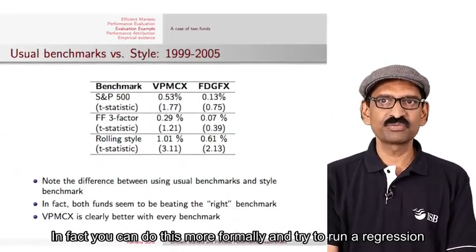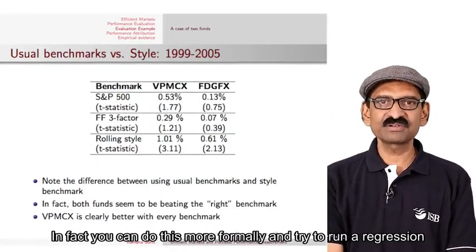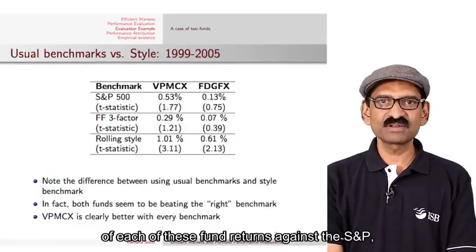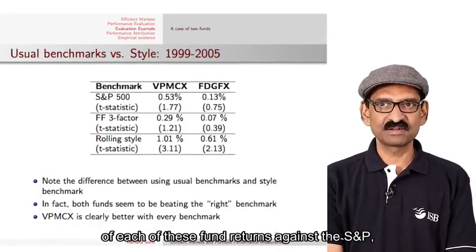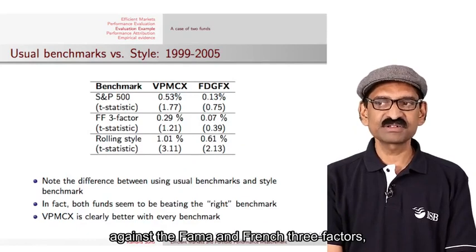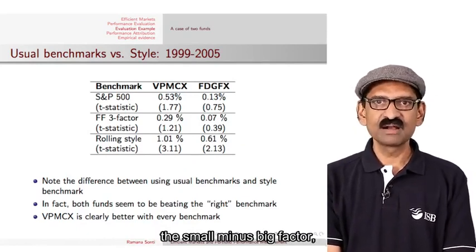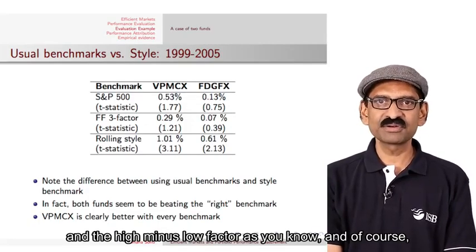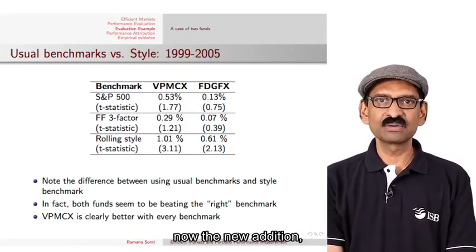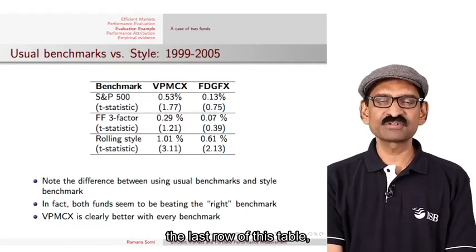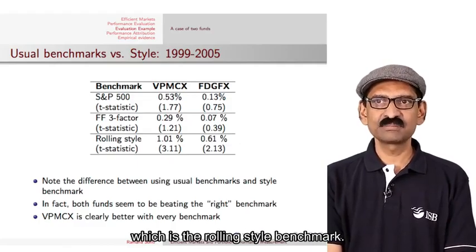In fact, you can do this more formally and try to run a regression of each of these fund returns against the S&P, against the Fama-French 3 factors, which is the market factor, the small minus big factor, and the high minus low factor, as you know, and of course now the new addition, the last row of this table, which is the rolling style benchmark.